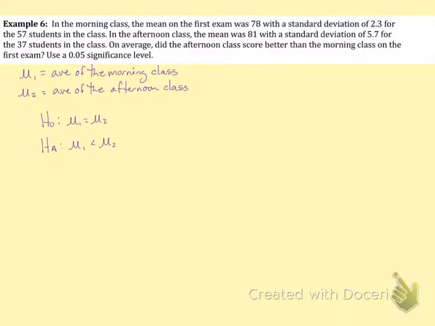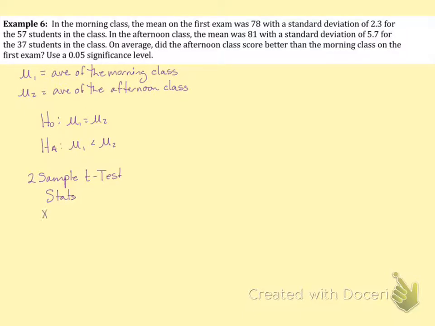And then we're going to run a 2-sample t-test. So if you go to stat tests, it should be number 4. We're going to use statistics since we have stats for each sample.